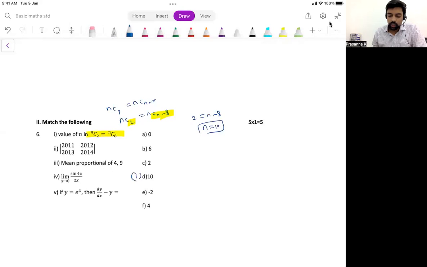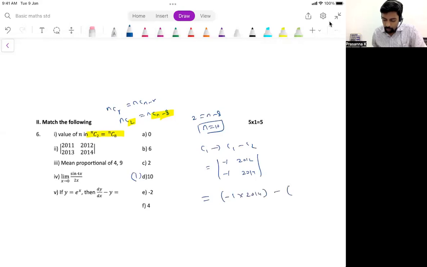And the second one, I told you earlier, to simplify these kinds of determinants, always do either a row operation or a column operation. So here I will do C1 changes to C1 minus C2. If I do that, I will get minus 1 as the first column, with 2012 and 2014 as they are. Now simplify this. Minus 1 into 2014 minus minus 1 into 2012. So minus 2014 plus 2012. If you simplify this, you will get minus 2. So for the second one, the correct answer is minus 2.